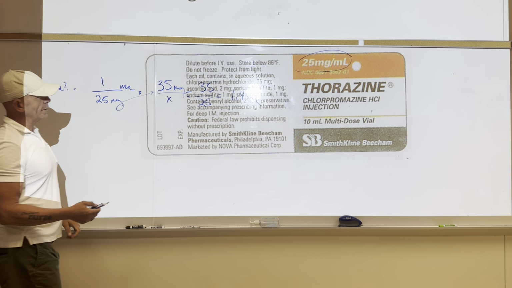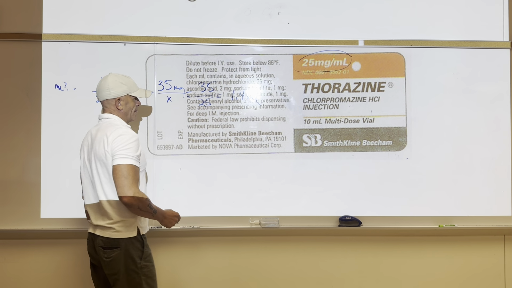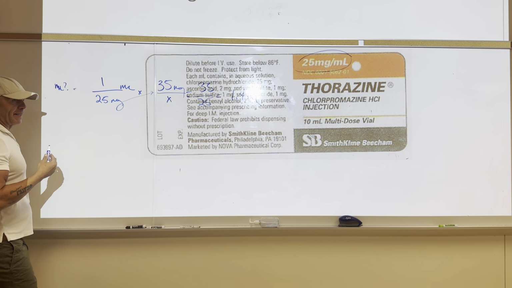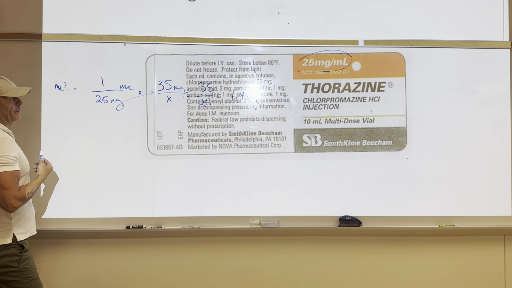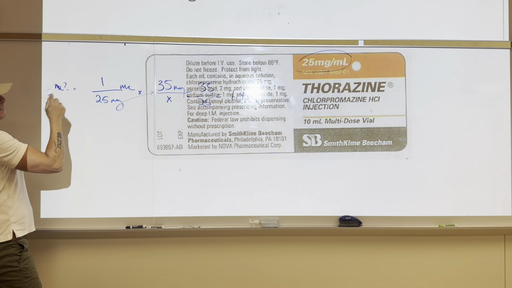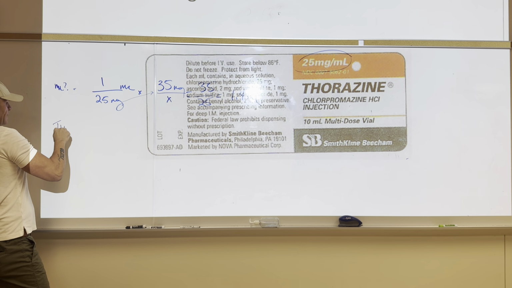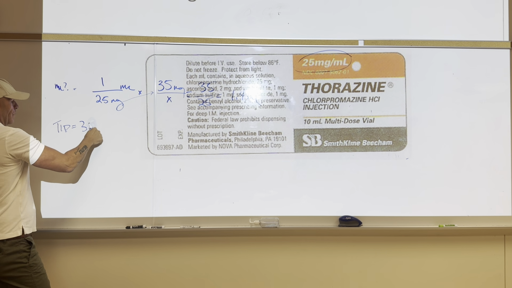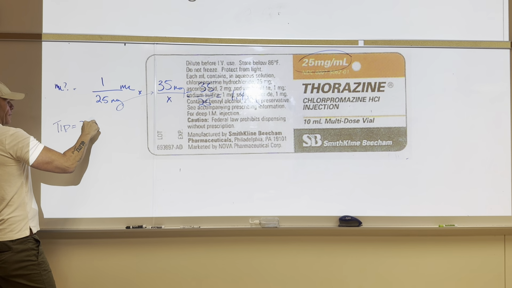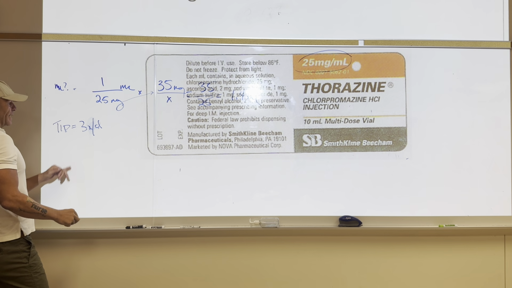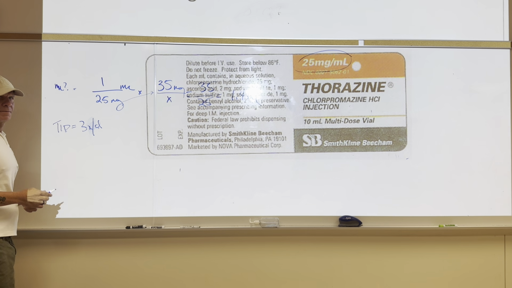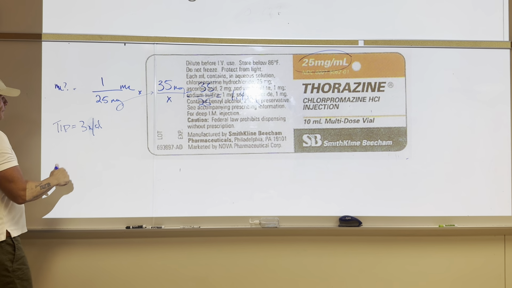Now, they've ordered this 3 times a day. So how many doses am I going to give throughout the day? Well, what is TID? TID equals 3 times a day, or 3 doses. This is a shorthand abbreviation of 3 times a day. Okay? Now, so we know that's it.